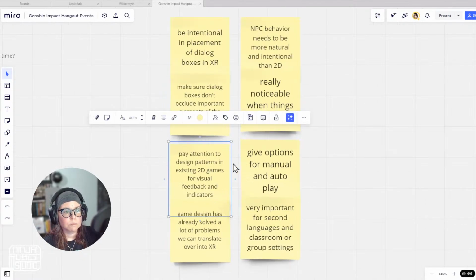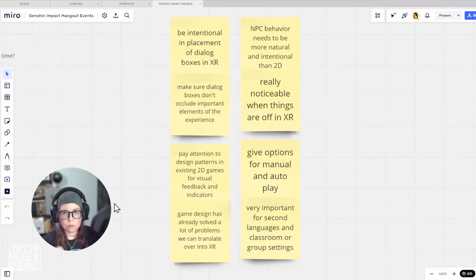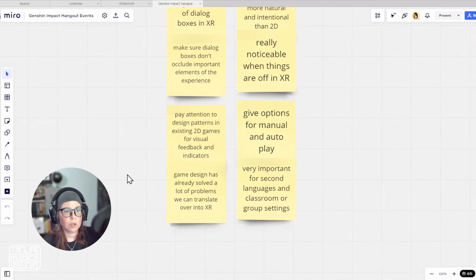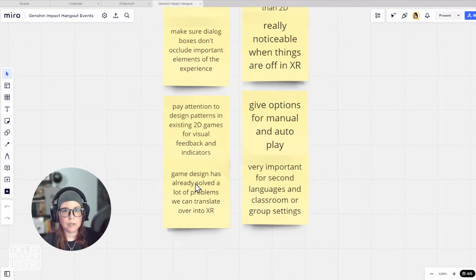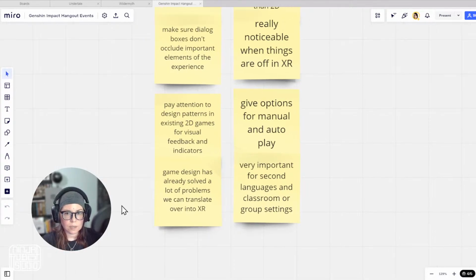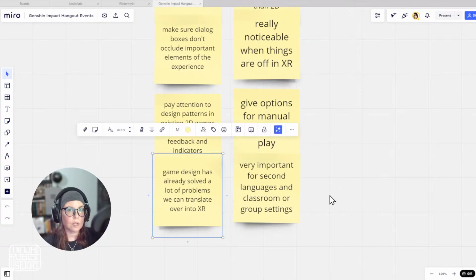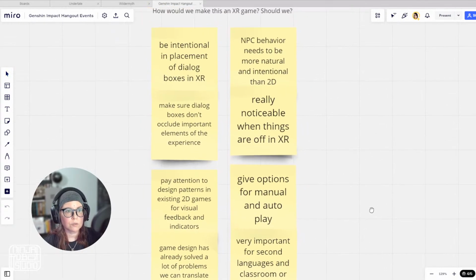And then you want to pay attention to those design patterns, like I mentioned. All those little micro interactions that are happening with the dialogue matter. They're there for a reason. So pay attention to that and think of how it would translate into XR. Game design has already solved a lot of these problems that we can use for XR.